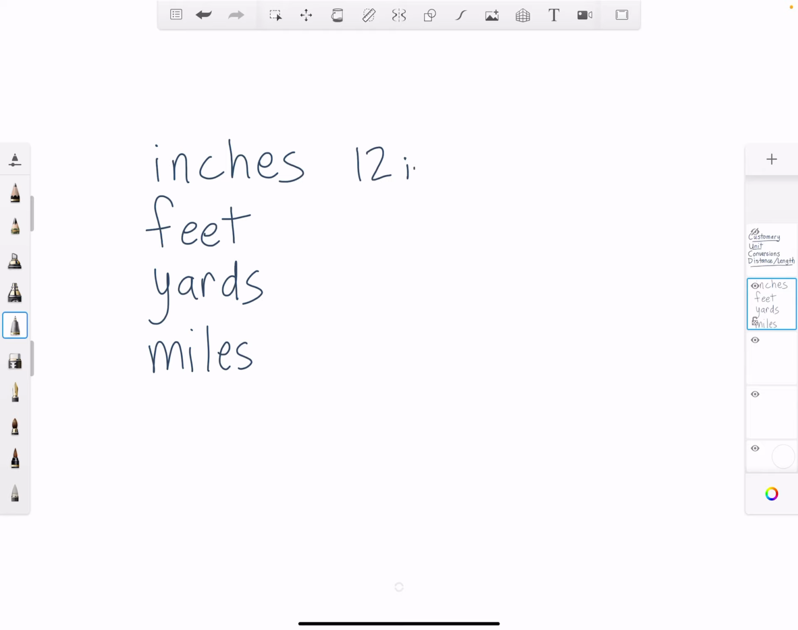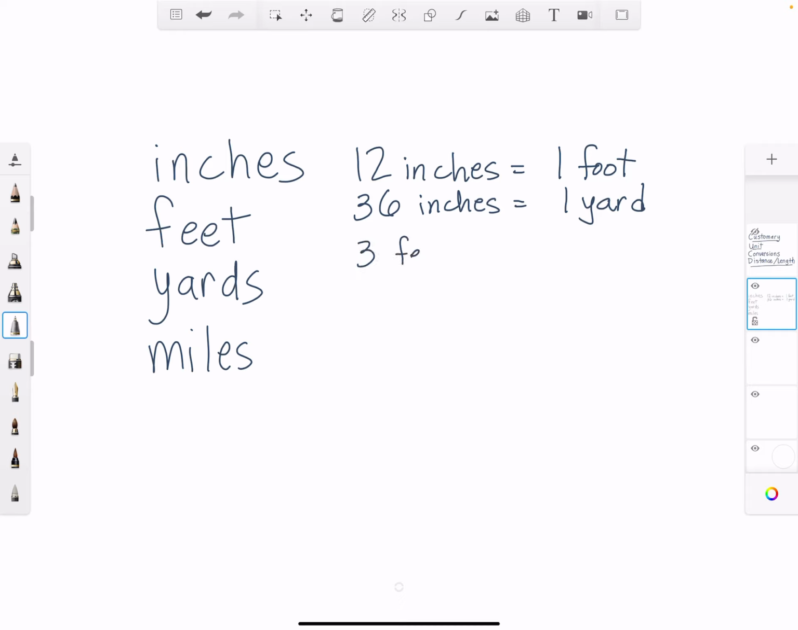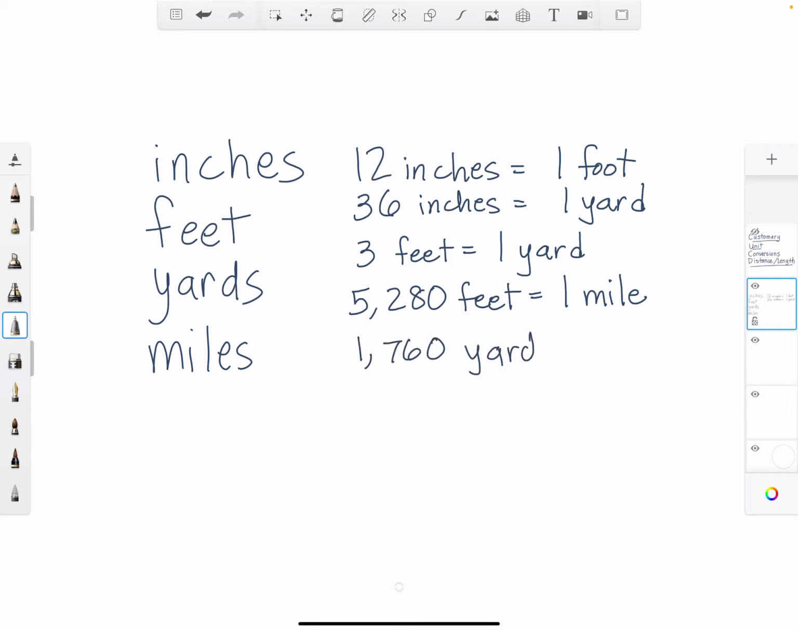It takes 12 inches to equal 1 foot. It takes 36 inches to equal 1 yard. And now we're going to go to our feet. It takes 3 feet to equal 1 yard. And it takes 5,280 feet to equal 1 mile. It takes 1,760 yards to equal 1 mile.